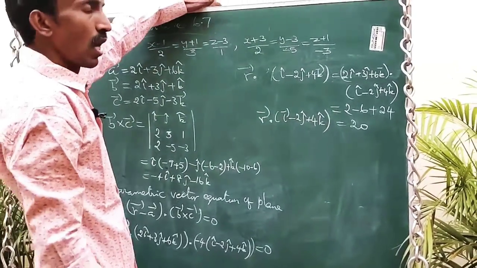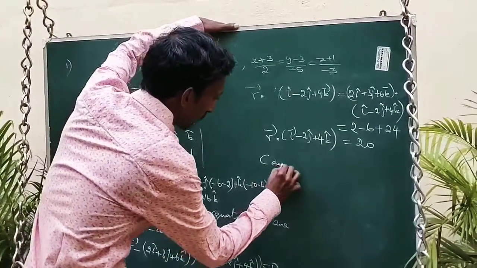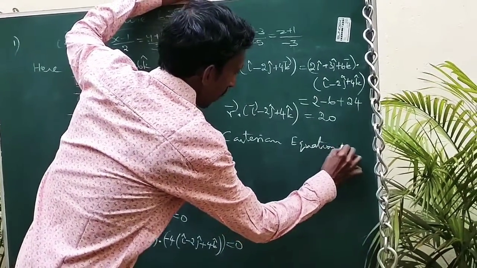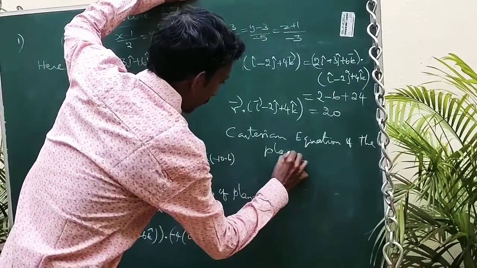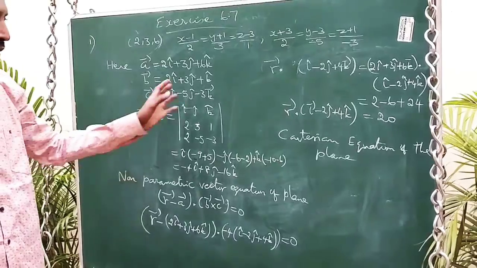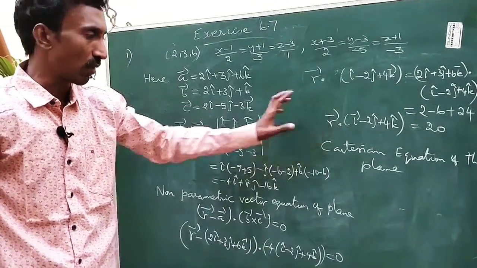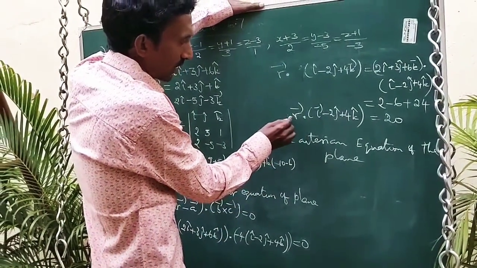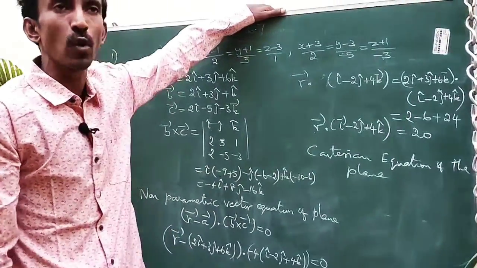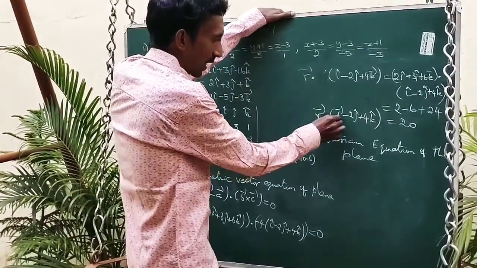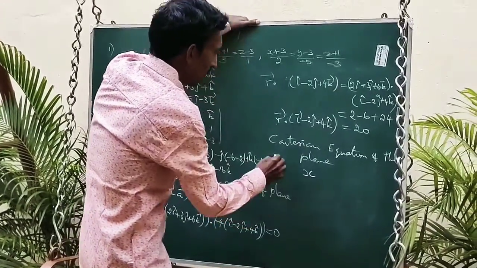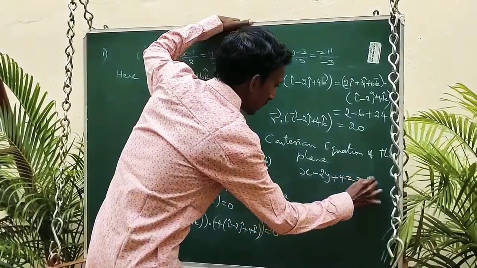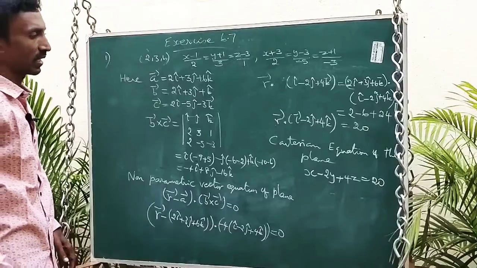Okay, next one, we need to find out the Cartesian equation of the plane. Why I am using this method, b cross c, is that we can find out the Cartesian form easily from this one. If we use the determinant method, it is very difficult. So obviously r vector is some xi plus yj plus zk, put it here. So we are getting x into 1, x; y into minus 2, minus 2y; z into 4, 4z. So it is equal to 20. It is the Cartesian form, we can get it easily.